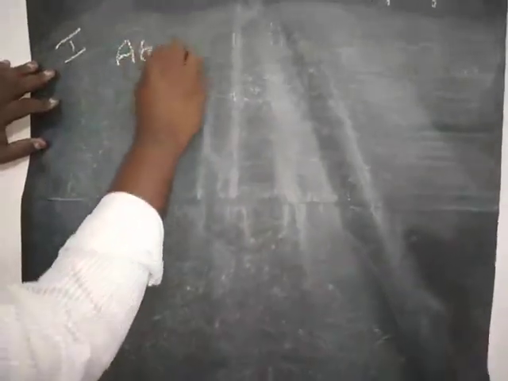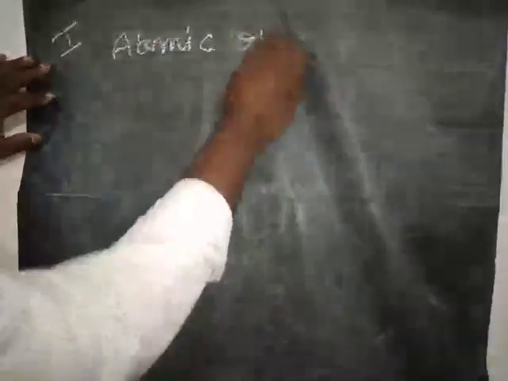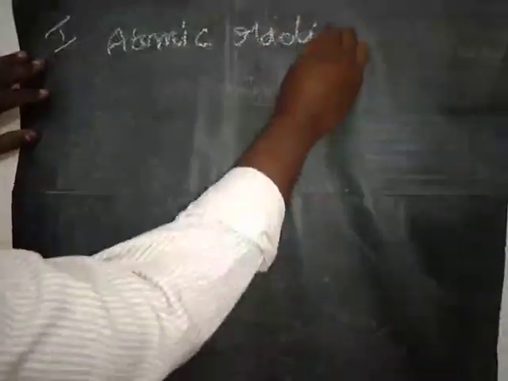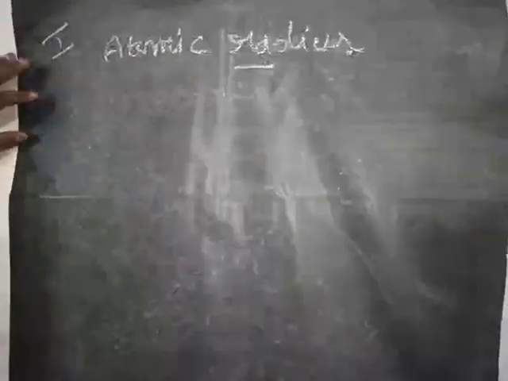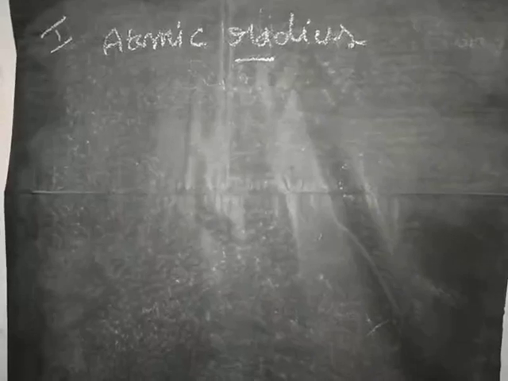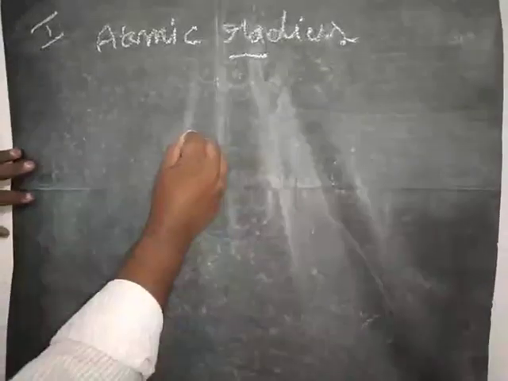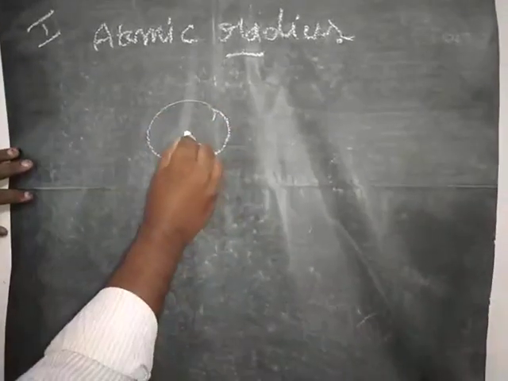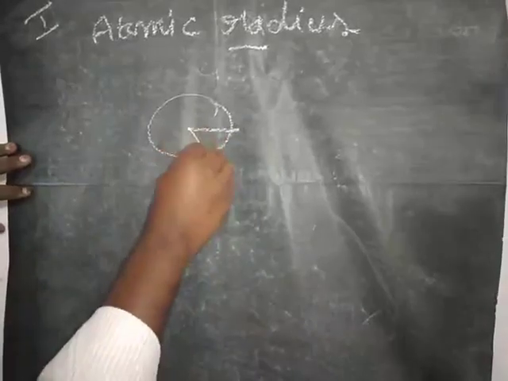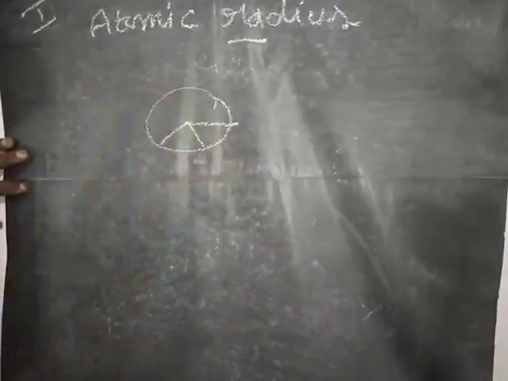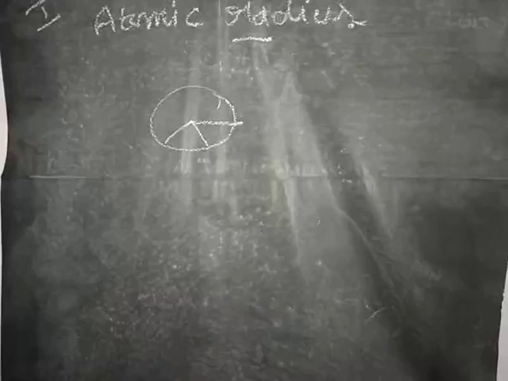First property, atomic radius. What is meant by radius? Already we have learned from the lower section that half of the diameter is nothing but radius. If you are drawing the circle, the center point to any side of the boundary is called radius. The same way we have to measure the atomic radius of the particular element.